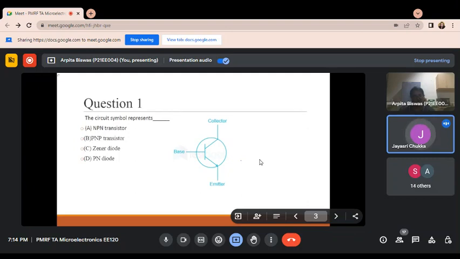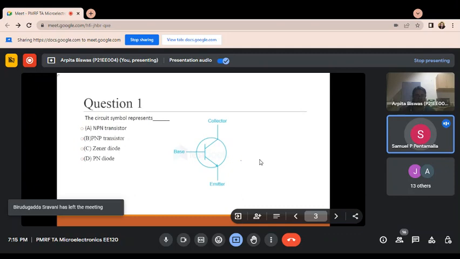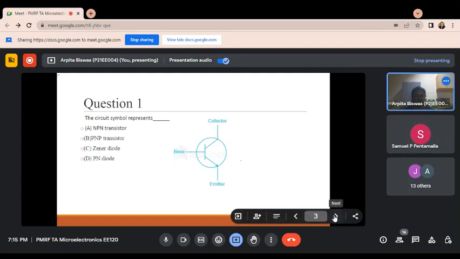And the reason is the electrons are moving from the N side to the P side, that is from emitter to base. So the direction of current will be opposite to the movement of electrons. Good. So I think all of you got your answer. So we are moving toward question number 2.